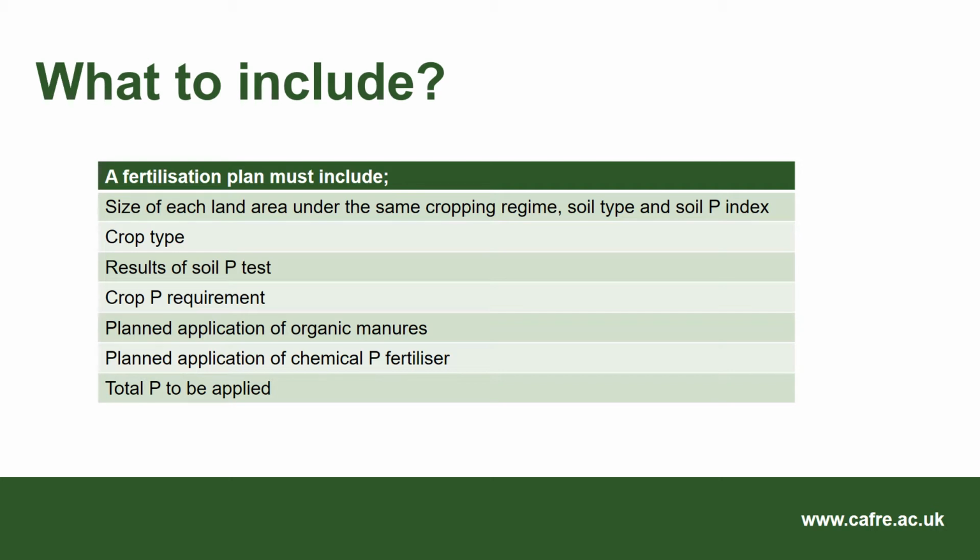The planned application of organic manures and chemical phosphorus fertiliser. The quantity and type of each must be included in the plan. And finally, the total phosphorus to be applied. This should be checked to ensure that the crop recommendation of phosphorus application has not been exceeded. This is the minimum that must be included in a fertilisation plan for a non-derogated farm. A fertilisation plan can be paper-based or electronic, either on a spreadsheet or using a farm software package.